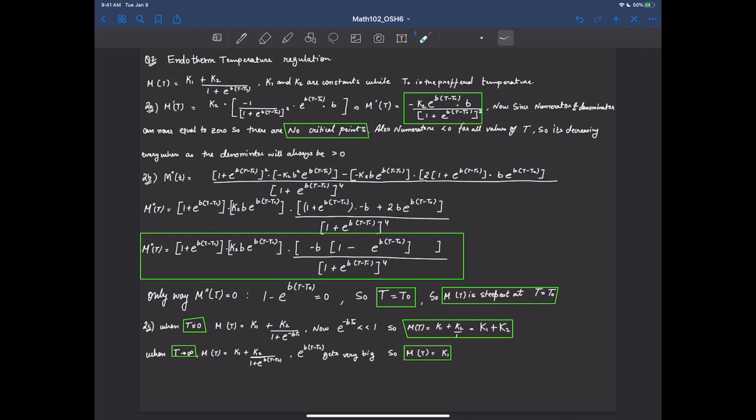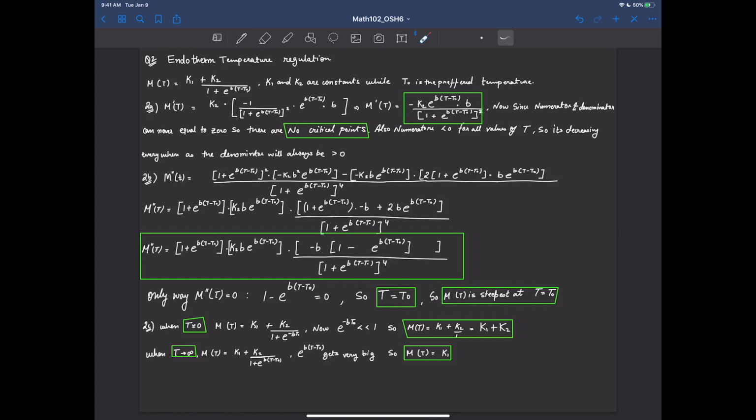So nothing in the numerator will be equal to 0, which means you're always going to have a decreasing behavior because of this inherent negative sign in front of it. So no critical points, and for all values of t, this function will always be decreasing. The denominator is always positive because it's squared at the bottom, and exponentials are always positive. B and k are also given as positive. So with this inherent negative sign in front, M of t is always going to be decreasing.